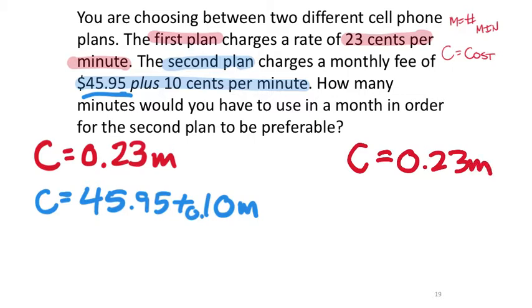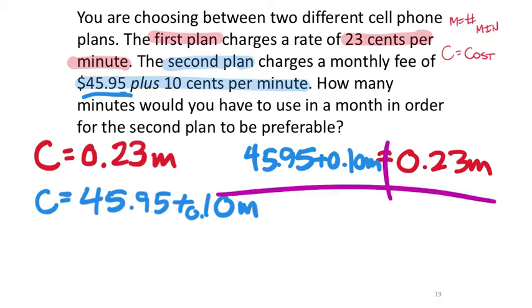But remember, the cost is the same. So the red C is the same as the blue C. So the blue cost, purposely replacing that with blue right there, because what does the blue C actually represent? It represents $45.95 plus 10 cents per minute, okay? And then this just becomes an equation that you solve for the minutes.